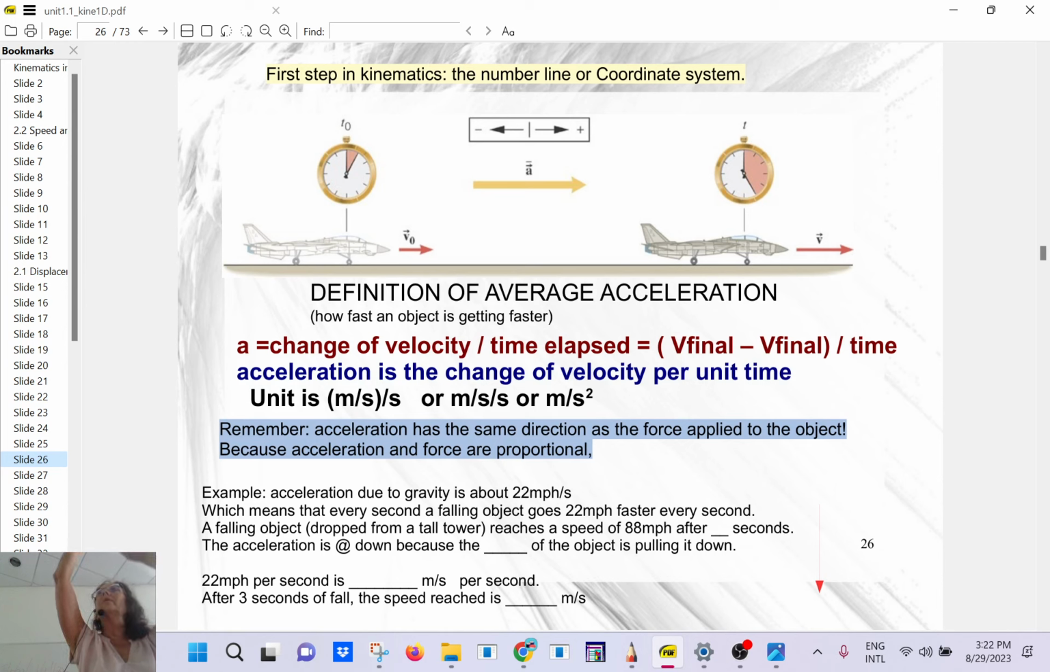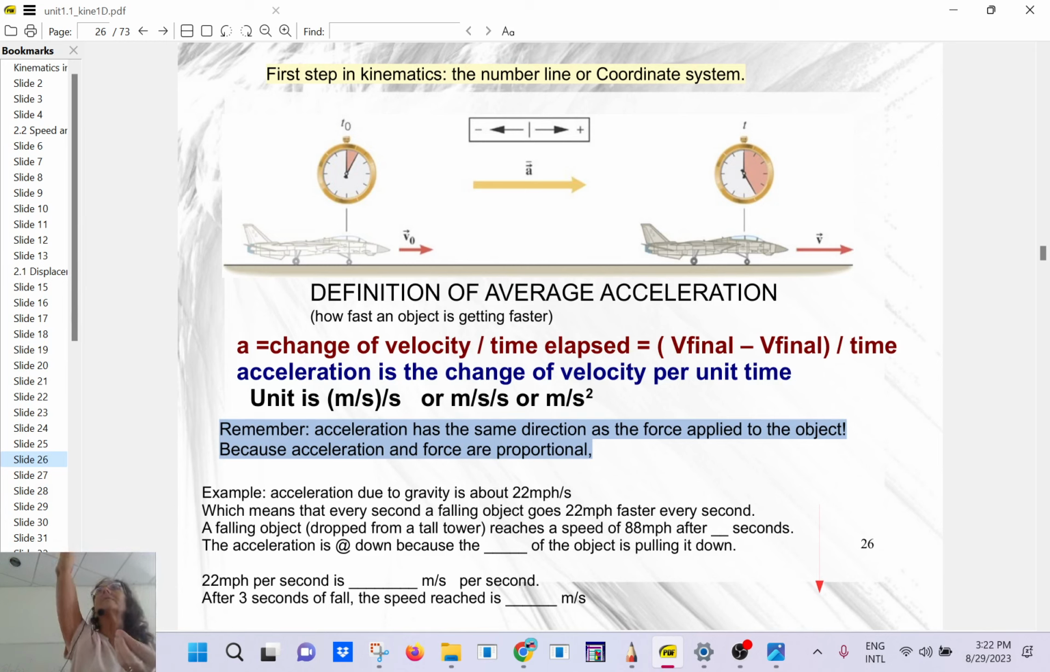Positive. But is it speeding up or slowing down? Slowing down. So where is the acceleration? Down, always down, because gravity is always pulling down. So I will try to trick you all. It's a typical tricky question. Look what's happening here: slowing down, stop, speeding up.